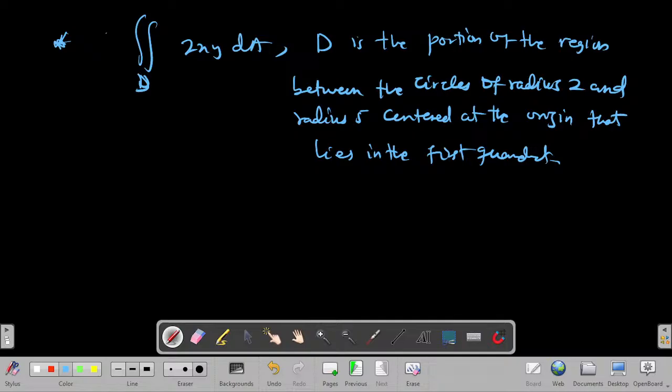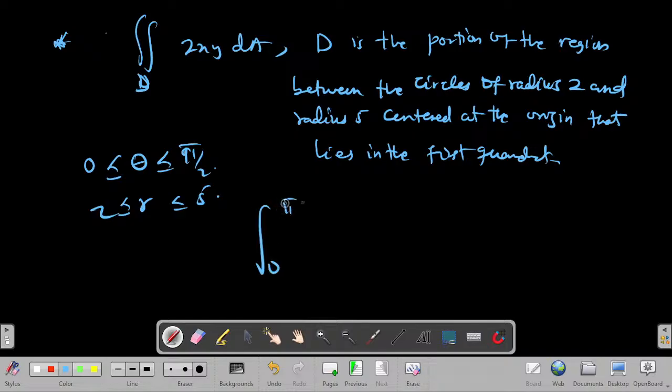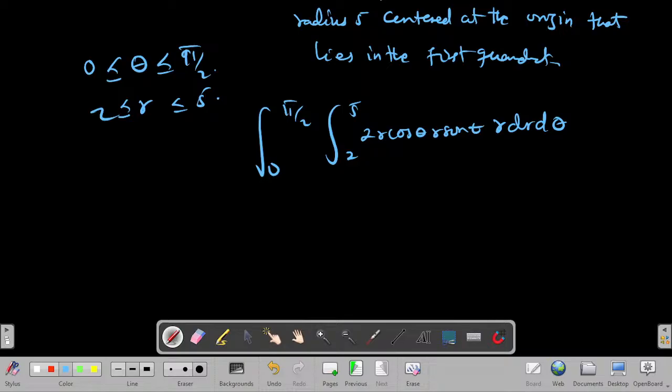What do we mean by the first quadrant? You realize that you are dealing with circles. Once you hear first quadrant, you know that your angle theta will lie between 0 and 90 degrees, that's pi on 2. Your r ranges from radius 2 to radius 5, right? Therefore, my integral now, as I said, theta is always out: 0 to pi on 2, integral from 2 to 5. Wherever you see x, you put r cos theta, so 2 r cos theta multiplying r sin theta. Then your r dr d theta follows. As simple as that. Once you do this, you are almost done.